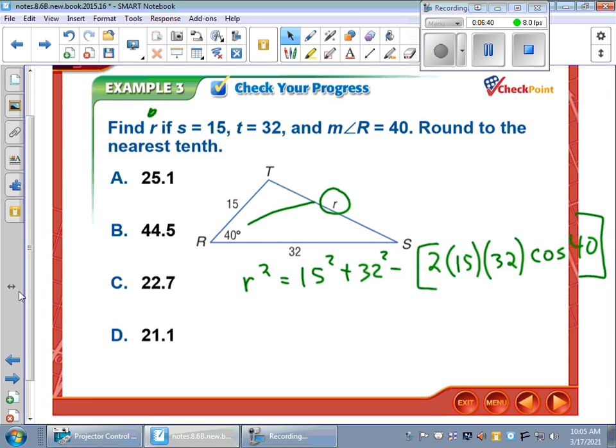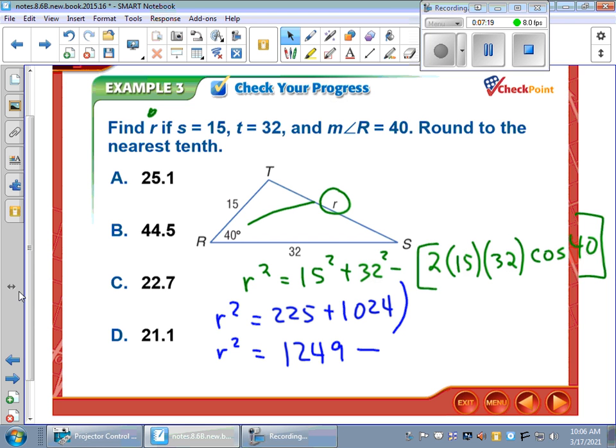And again, with the calculator work, I'm going to break this into parts. So I have my r squared, 15 squared, 225. 32 squared is 1024. I'm going to add those two together just because it's easy to do in my calculator. And that gives me 1249. Now I'm going to bring everything else down. Now I'm going to put that other stuff in my calculator. So I'm going to go cosine of 40. I'm going to hit equals just because I want to make sure I'm doing that right. Times 32 times 15 times 2.